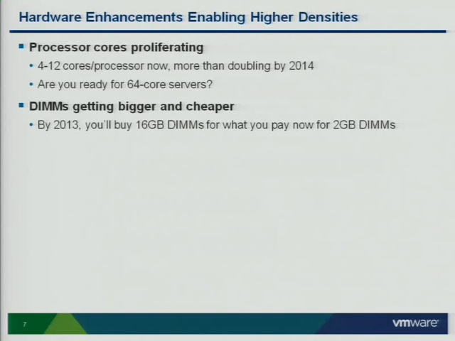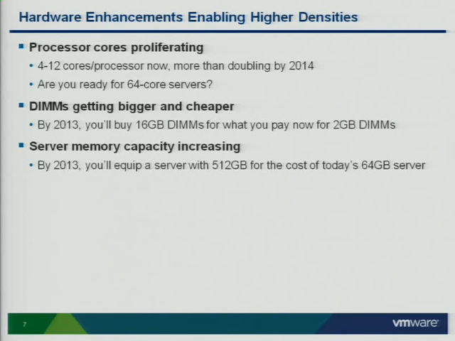Memory, which has usually been the limiting factor for VM density, you'll usually run out of memory first before any other resource, has also been dropping due to Moore's Law's progress. And we're expecting, based on roadmaps from our hardware partners, that you'll be able to get a 16 gig DIMM in 2013 for what a 2 gig DIMM costs now. So most of our customers tell us that they stay away from high memory densities because those high-capacity DIMMs are just so expensive. That's changing very rapidly.